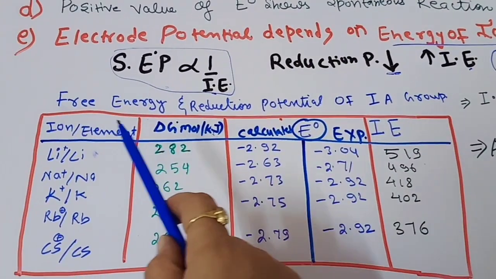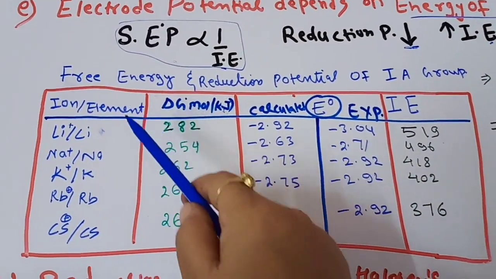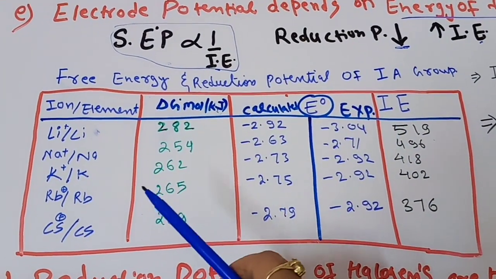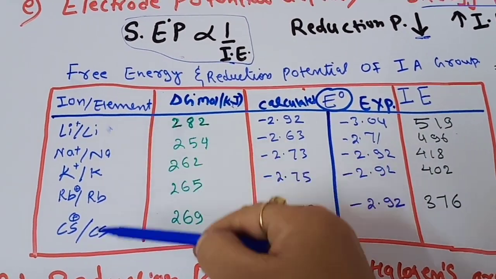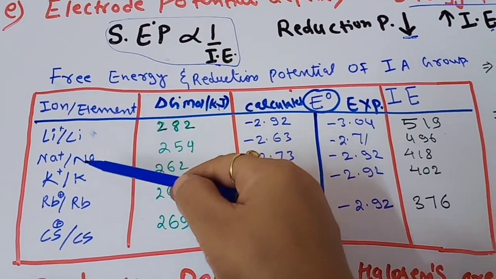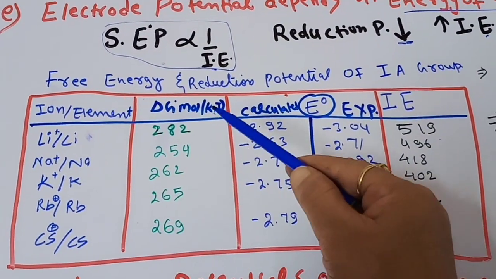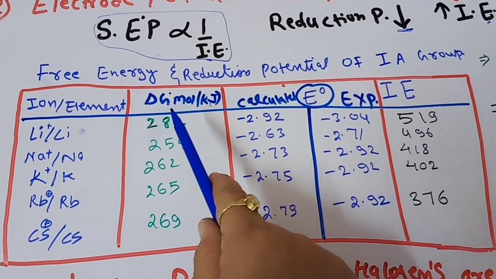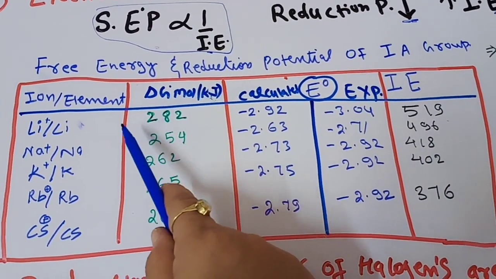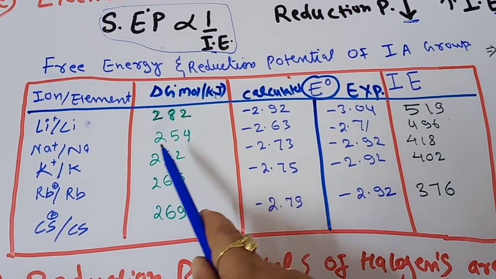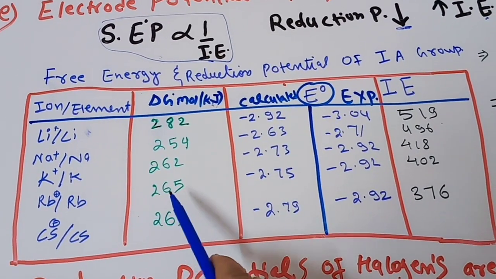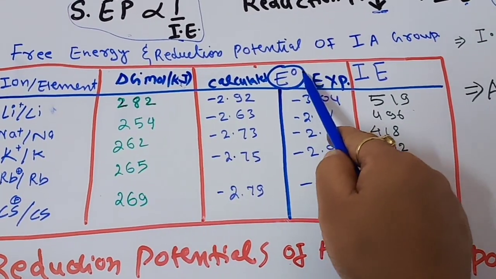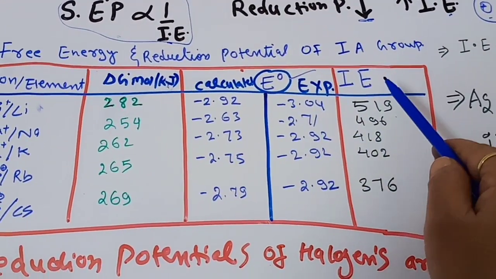So we can see these values from our first group, the alkali metals. We have written these values here in the table. We know the metal names: lithium, sodium, potassium, rubidium, and cesium. You can see their values once. The free energy values for lithium is 282, 254, for sodium 262, 265, 269. Similarly, their experimental and calculated values of electrode potentials are written here, and their ionization energy values.